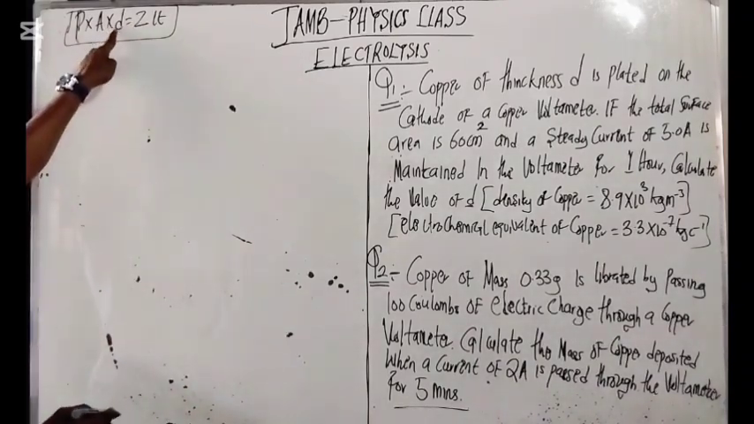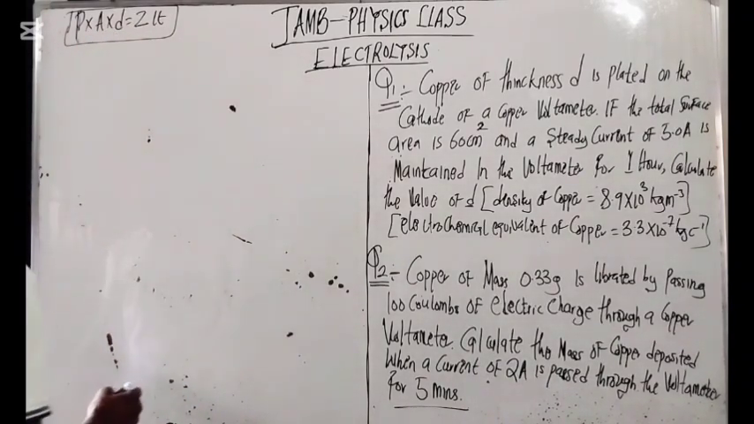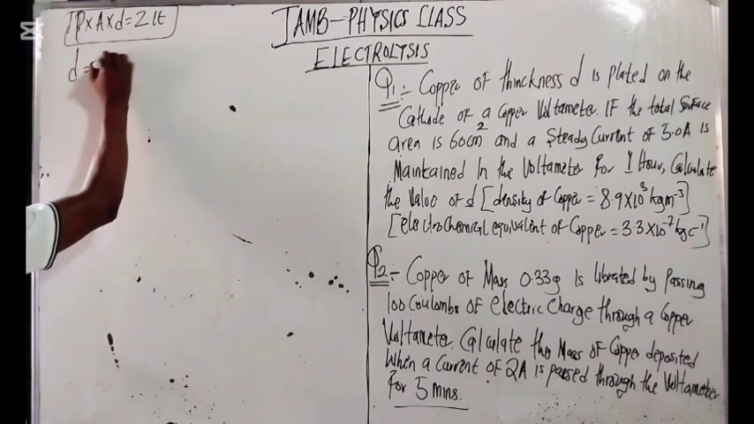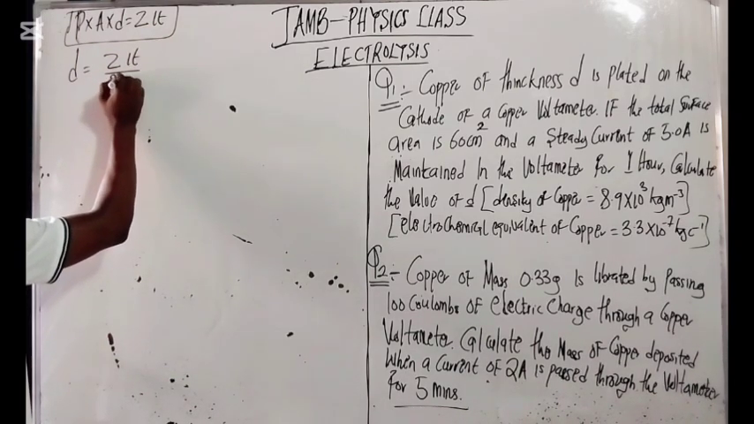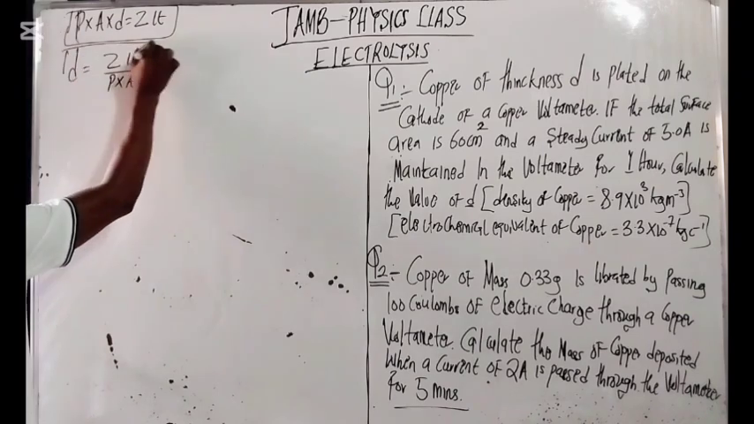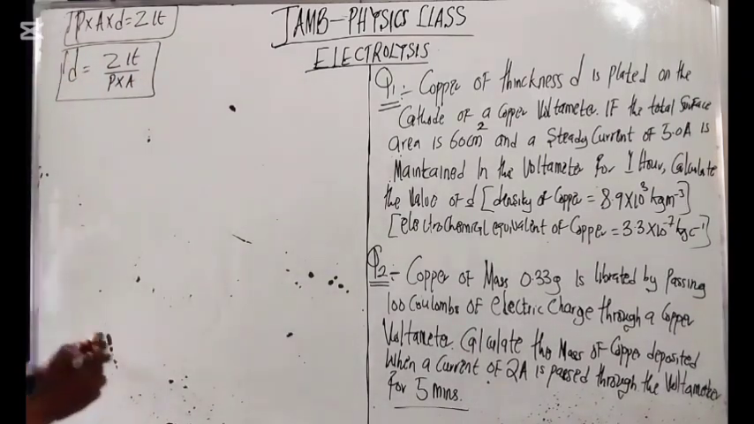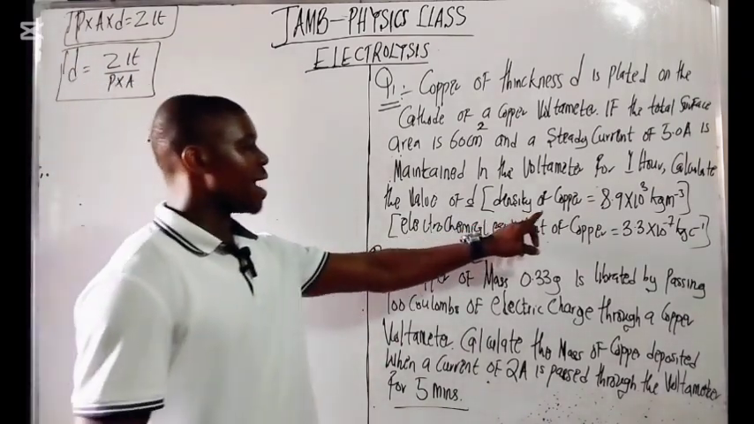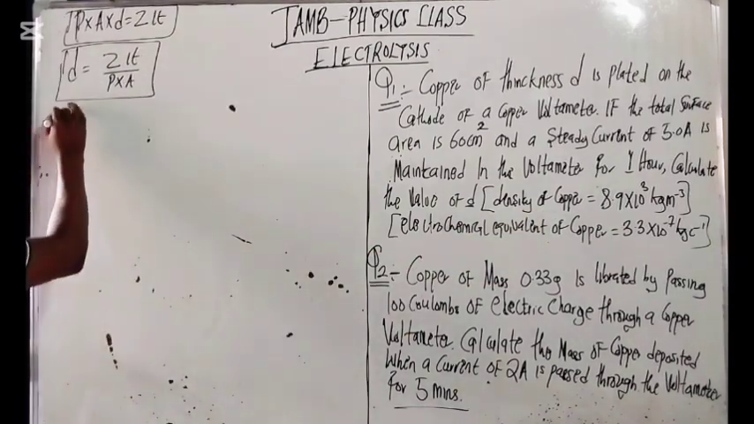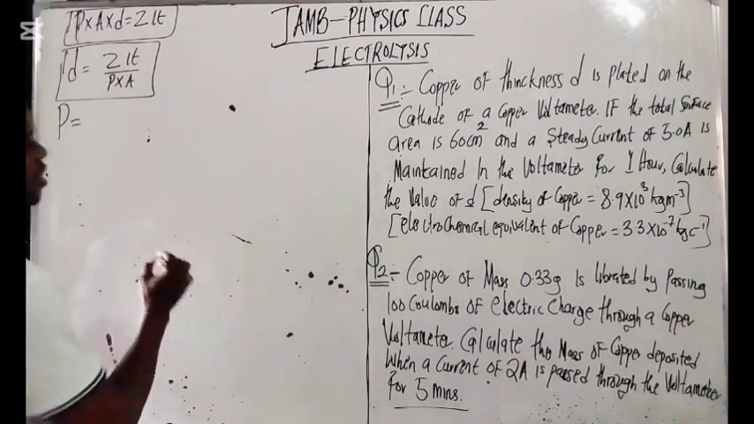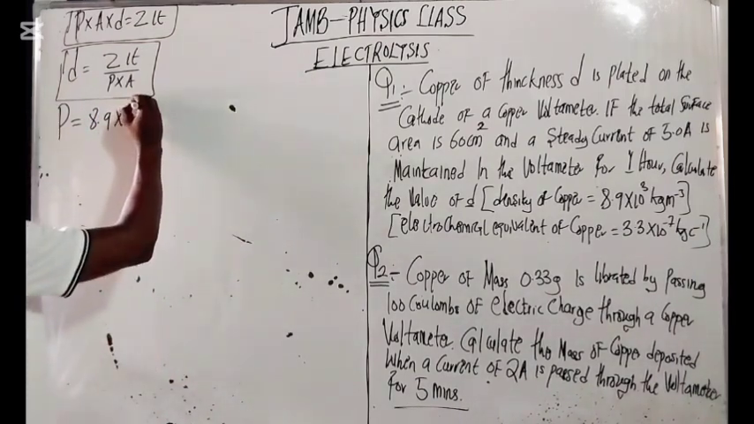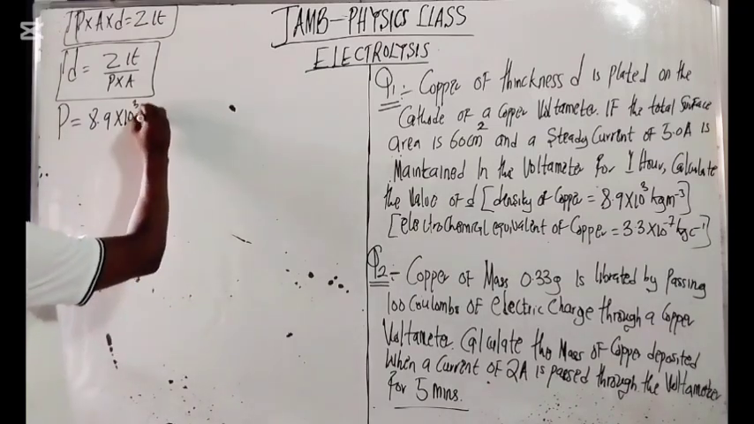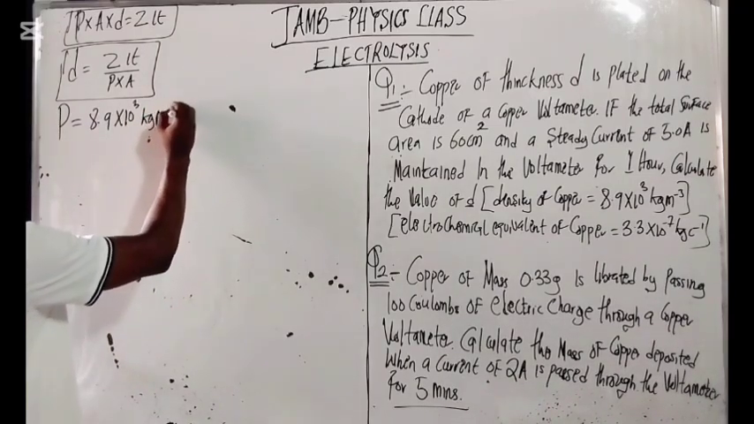If you want to make D the subject of the formula, you get D equals ZIT over P times A. So this is the formula you are going to use. My density, which is P here, is 8.9 times 10 to the power 3 kg per meter cubed.